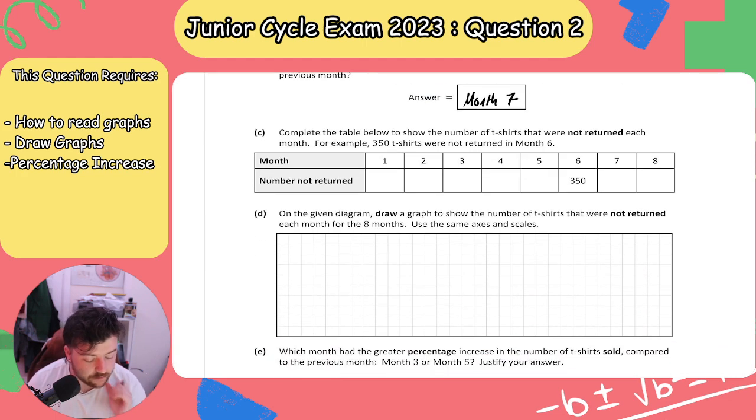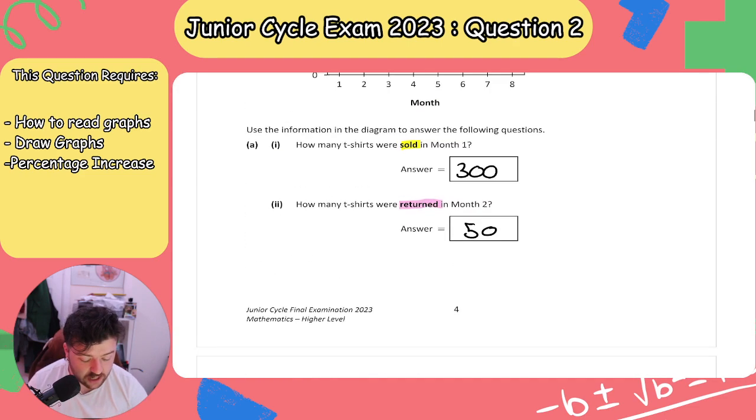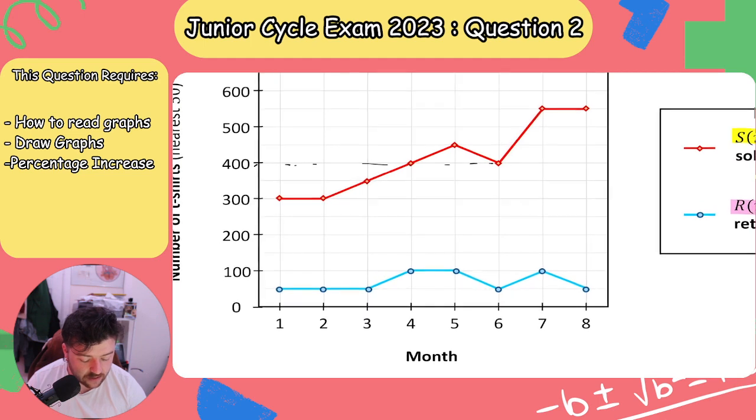Complete the table below to show the number of t-shirts that were not returned each month. For example, 350 t-shirts were not returned in month 6. So we need to complete a table of values for t-shirts that were not returned. So we need to get my values here. If we look here, month 1, we sold 300, 50 were returned. So how many were not returned? 250. Right, so let me make a note of that for myself. So 250.